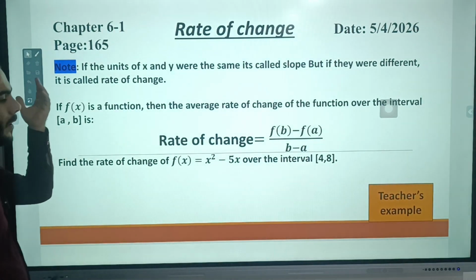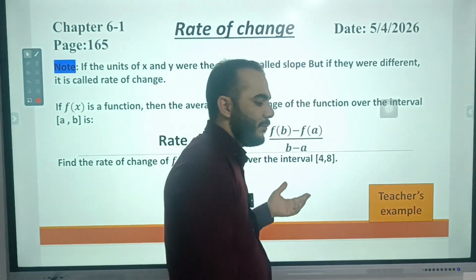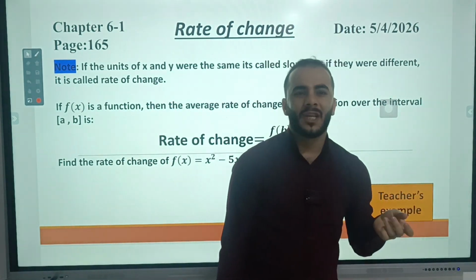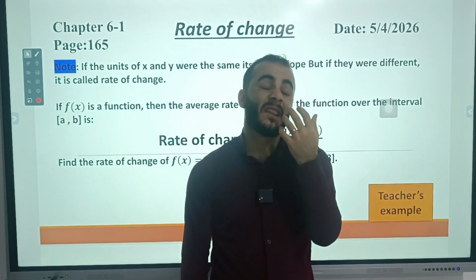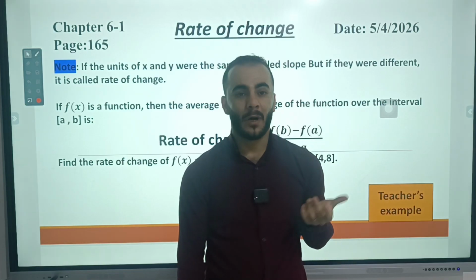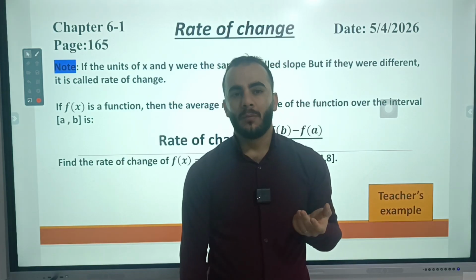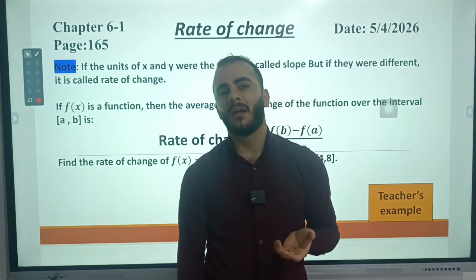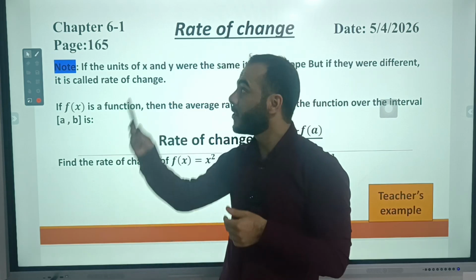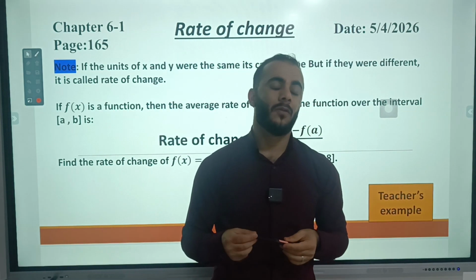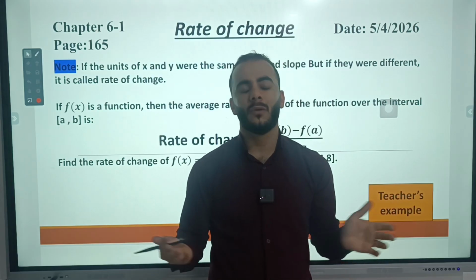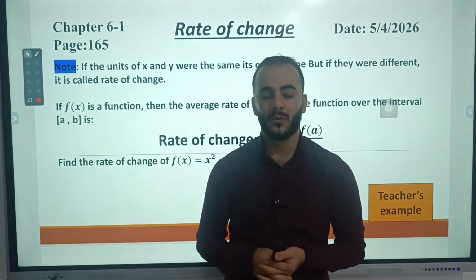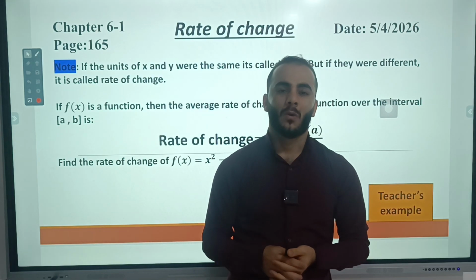Rate of change. Basically, it has the same job, the same function that slope does. But we use slope when we are dealing with a linear function. When the story is not about a linear function, we are going to use rate of change. And of course, it has a formula, but the formula looks like the slope. I'm going to tell you what I mean by that.